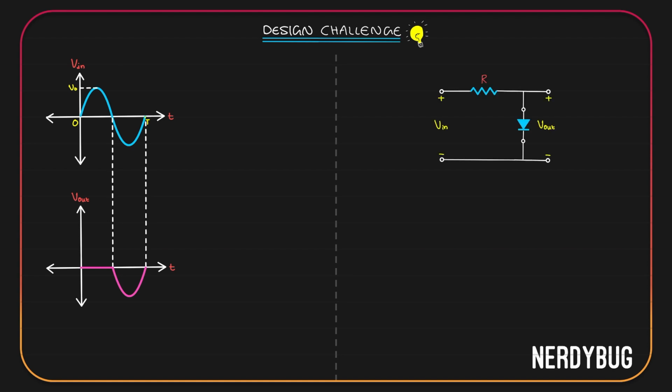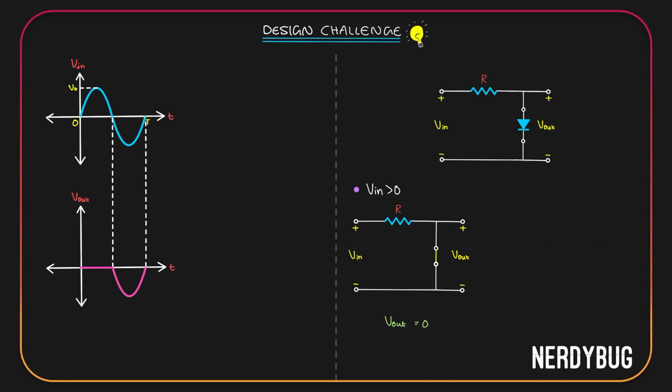When input is positive, diode gets positive potential here and negative potential here. Diode is forward biased. That means we can model it as a closed circuit. The circuit model will look like this. Obviously, the output is shorted, which means output is equal to 0.